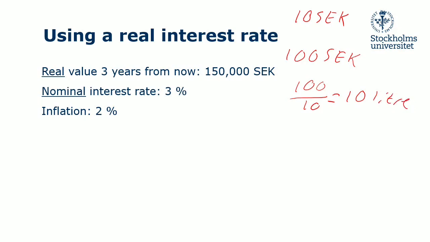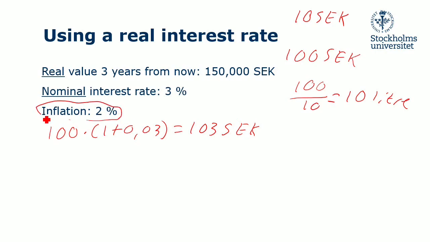Okay, what will happen if we deposit our money for 1 year? Well, if we deposit it for 1 year, then it will increase from 100 to 103 kronor. Okay? How much will 1 liter of milk cost? Well, the milk will increase by inflation, or at least we assume so. So milk will increase in price by 2%. So 1 liter of milk will next year cost 10 kronor and 20 öre.